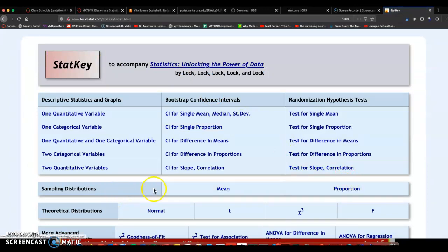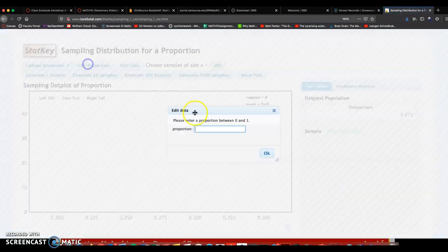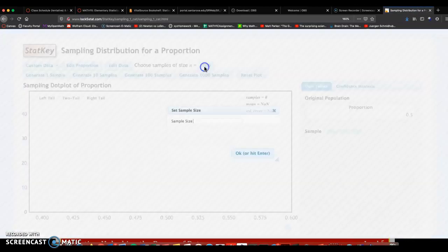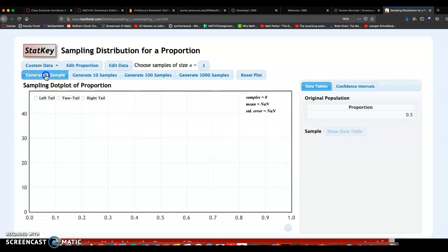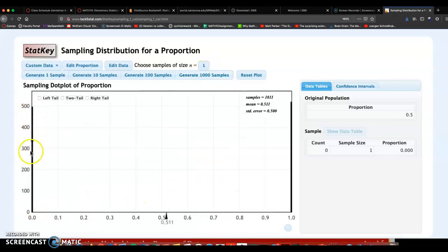I'm going to look over here at the sampling distribution for proportion, just to see what that means again. We have a proportion of 0.5 and a sample size of 1. So every time I generate a sample, that's just like flipping one coin. I'm only going to get 0 and 1. If I generate a bunch of samples, this is absolutely not normal. Not bell-shaped.